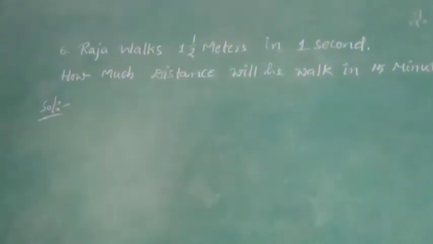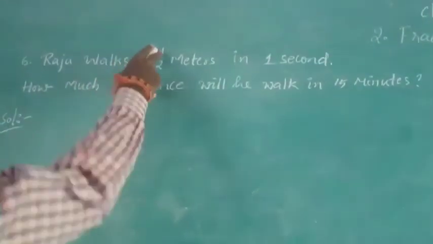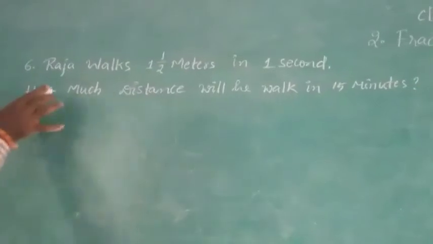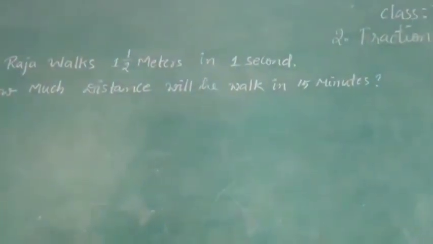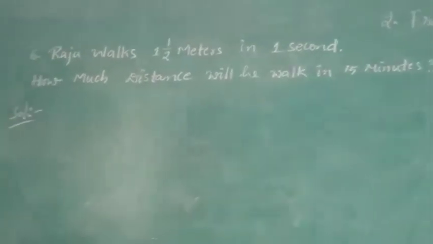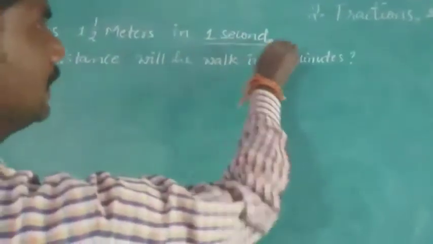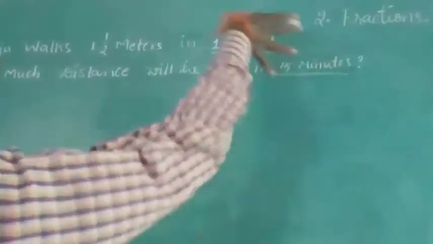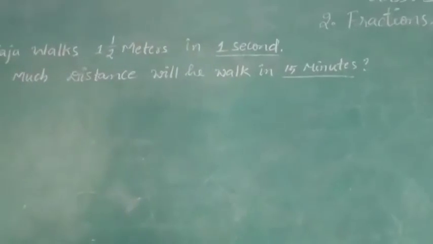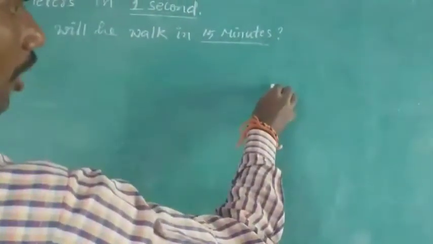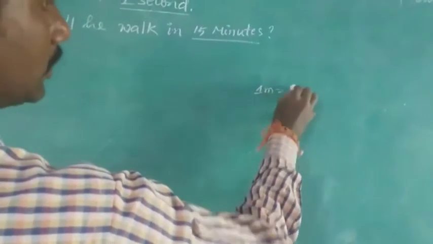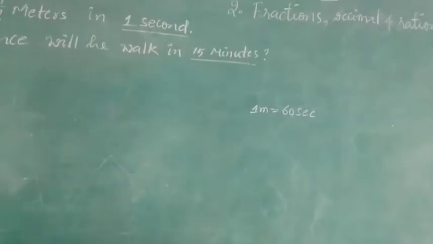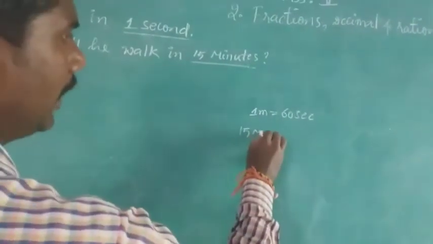What is the question? Raja walks 1 1/2 meters in 1 second. In 1 second, 1.5 meters he will walk. How much distance will he walk in 15 minutes? Observe carefully. Here the seconds are given and here the minutes are given. Means this 15 minutes you need to change into seconds. First of all, you need to know, we all know that 1 minute is equal to 60 seconds. Yes or not?